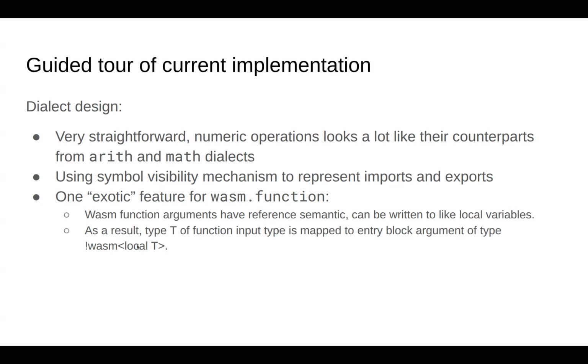Another interesting feature that we have, and it's something that was actually mentioned in the RFC comments: WASM functions have reference semantics for the arguments, so they do not behave like plain values. They mostly behave like locals, but with a few extra steps. So we have a dedicated type for that, which lowers to whatever type is below, but it's just to show the difference in semantics that's slightly different. I have an example of that just afterwards.